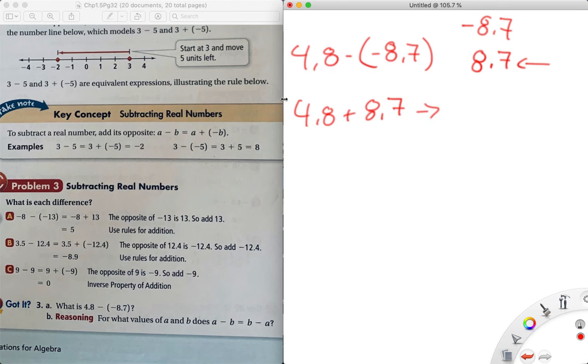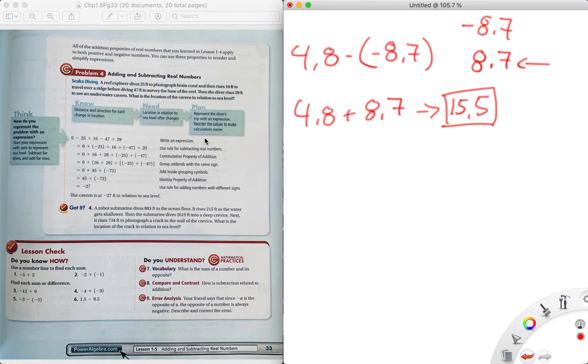And that gives me, let's see, 15. 8 and 4 is 12, 15.5. Positive. Alright, and that's that section right there.